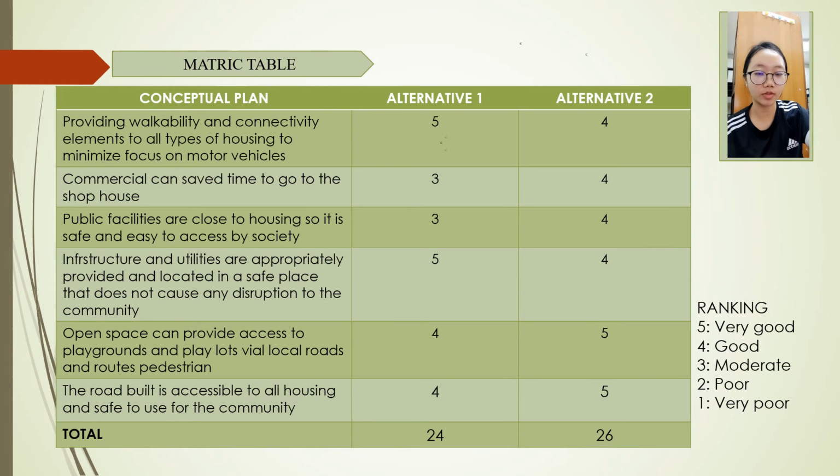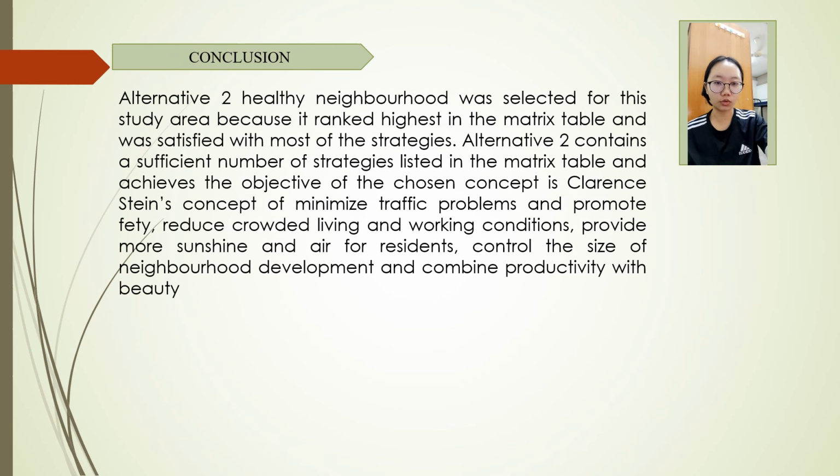This is my matrix table that I analyzed from alternative 1 and alternative 2. Alternative 1 scores 24 overall, and alternative 2 scores 26. In conclusion, alternative 2, the healthy neighborhood, was selected for this study area because it ranked highest in the matrix table and satisfied most of the ranges.